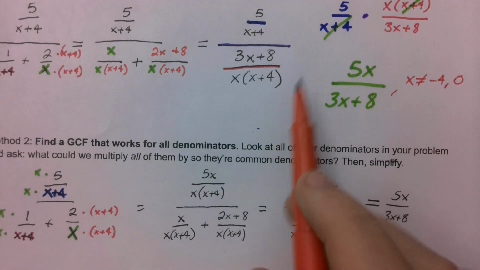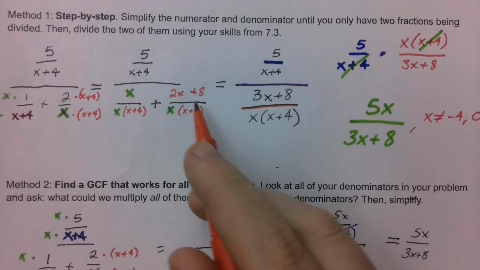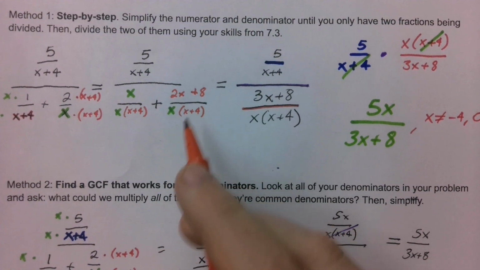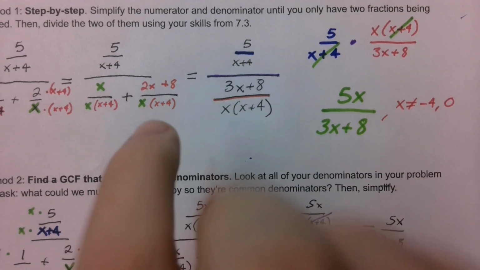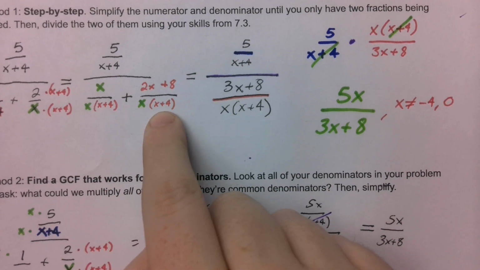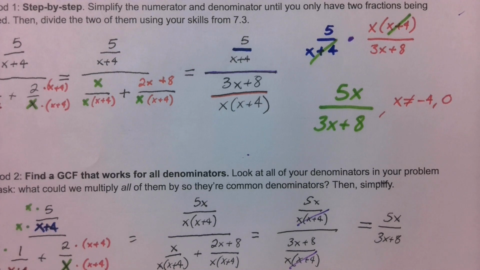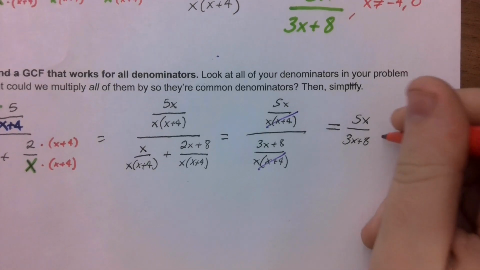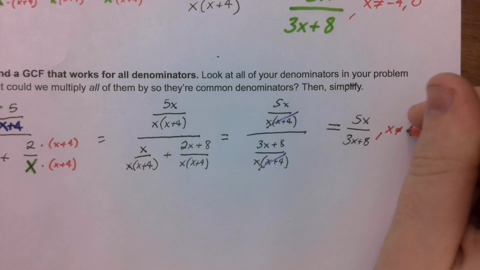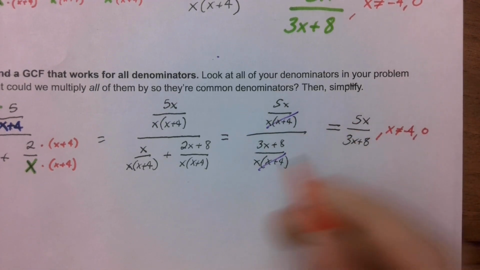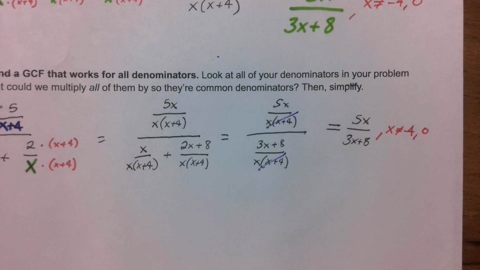If x was negative 4, at some point in this problem, we would be dividing by zero and break the problem. And if at some point x was 0, this would be 0 times x plus 4, breaking the whole problem again. Of course, the restrictions are going to be the same here, but it's a little easier to see in this version because we can actually see that we canceled out the x and x plus 4s. It's a little harder to see up here.